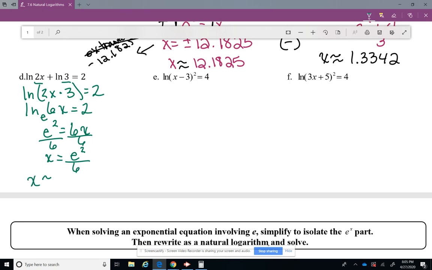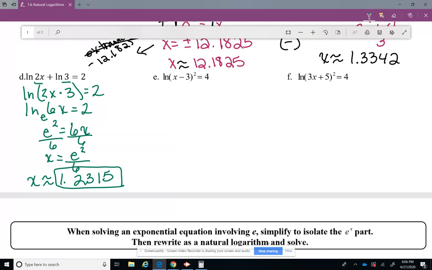All right, now we're going to figure out what x is approximately. So in your calculator, do the second button, do e to the second, and go ahead and press the equals button. That should be about 7.389, blah, blah, blah. All right, now divide by 6, get that number, round it to 4 decimal places. It should be 1.2315.